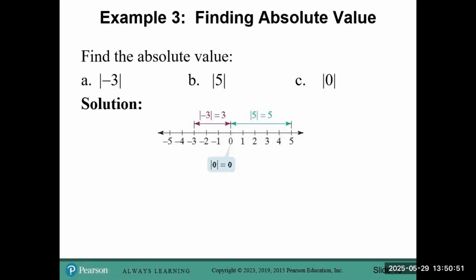A lot of people just remember this by thinking that when we take the absolute value of a number, we get rid of the negative sign if there is one. It's kind of another way of thinking about it.